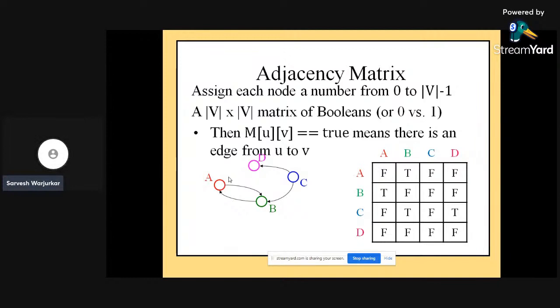Only one is there from a to b, the rest are all false. The same thing is with b. B to a, there is one edge present, that's why I have mentioned b to a is true, and the rest of the other nodes from b to b, c and d are false.